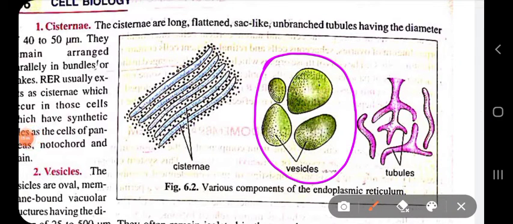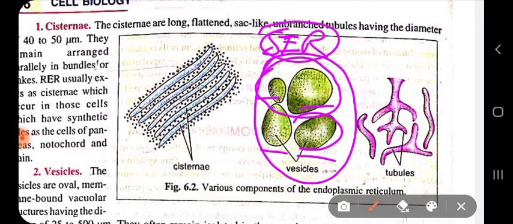We can see this form in the picture in the previous diagram. The vesicles are oval in shape and they are membrane-bound vacuolar structures having a diameter of 25 to 500 micrometer, and these vesicles are often isolated in the cytoplasm. They are not joined and occur in most cells, but are especially abundant in the smooth endoplasmic reticulum. That means the vesicular form is mostly observed in SER, that is smooth endoplasmic reticulum.